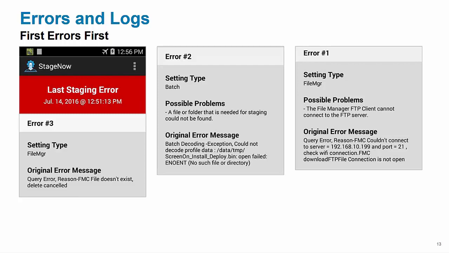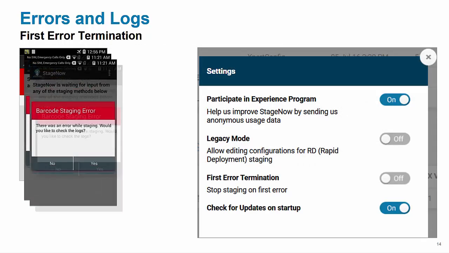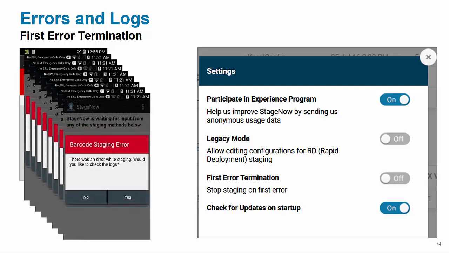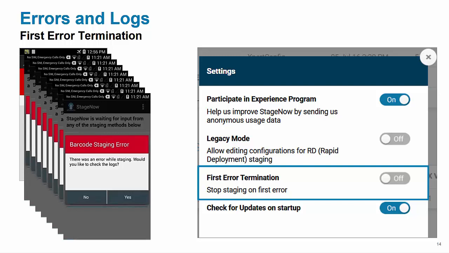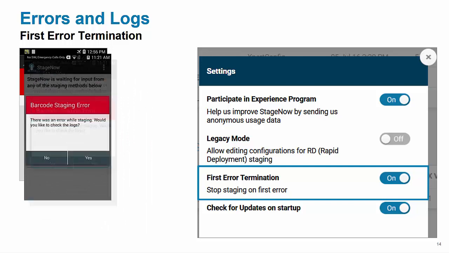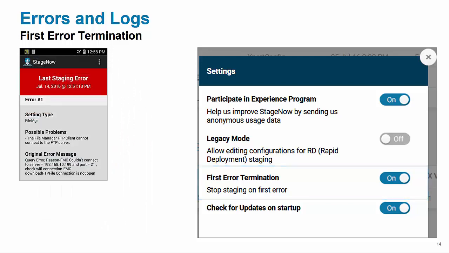In fact, there is a way to do it even better. Instead of having to deal with stacks of errors, just go to StageNow settings on your PC and flip first error termination. It is off by default. Now StageNow will stop at the first error instead of carrying on and triggering more. Simple as that. Useful? Actually consider leaving it on by default.